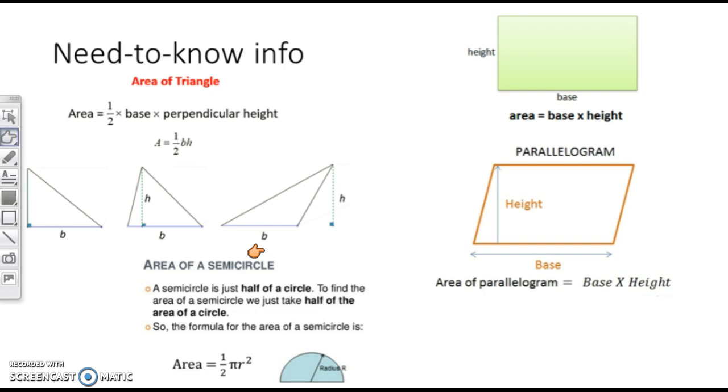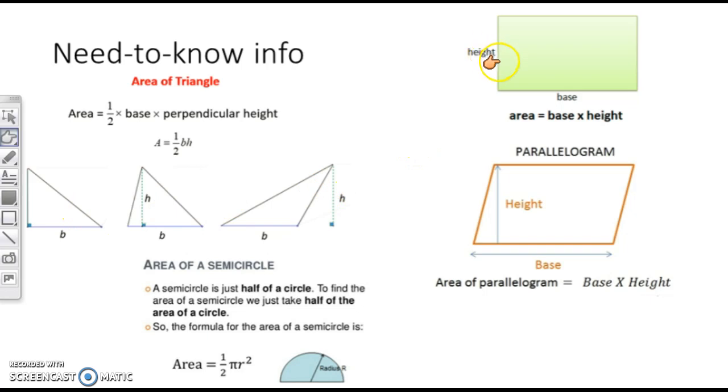Right? If you go to the doctor's office and they want to measure your height, you would stand up straight against the wall. You would be perpendicular to the floor. You would never lean against the wall with your feet really far away. That wouldn't be a height, right? So the height always has to be perpendicular.